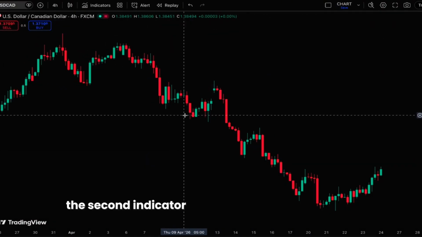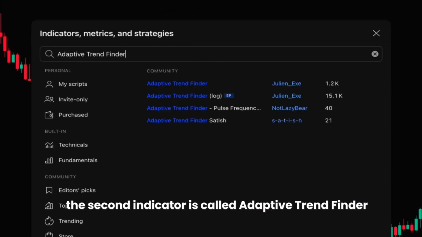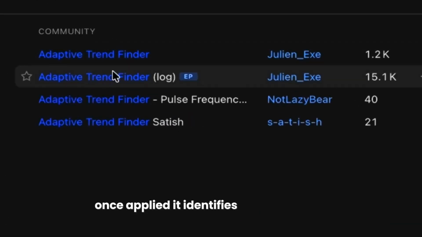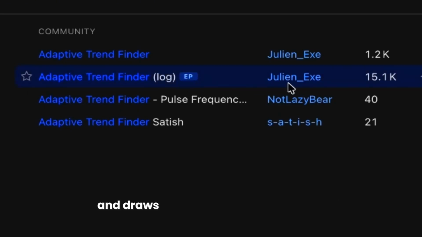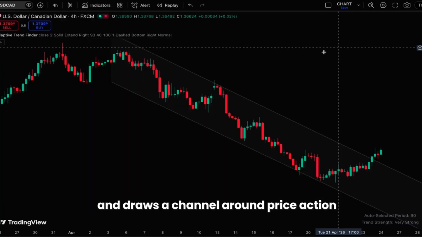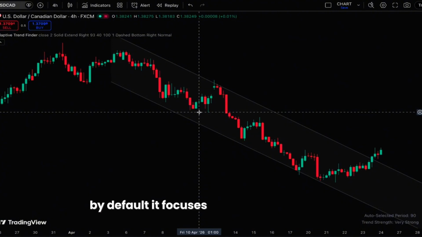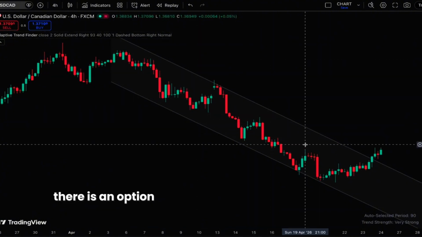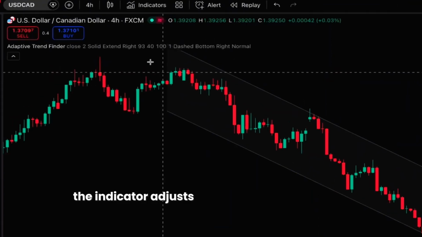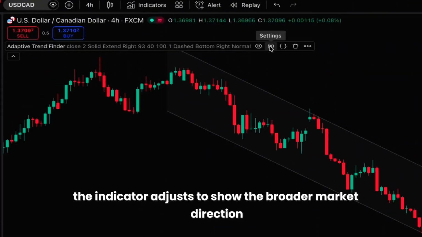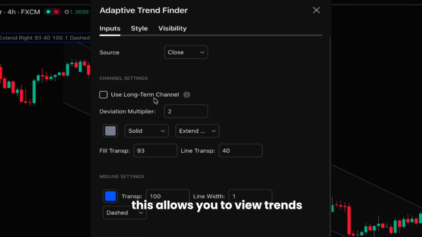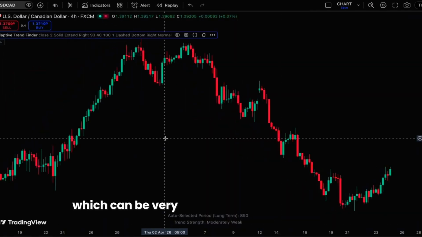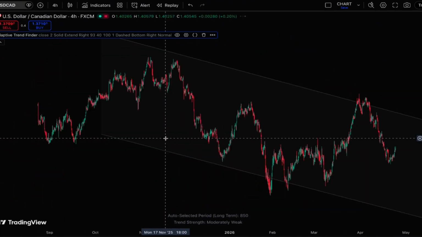The second indicator is called Adaptive Trend Finder. Once applied, it identifies the current trend and draws a channel around price action. By default, it focuses on the short-term trend. In the settings, there is an option to switch to a long-term channel. When enabled, the indicator adjusts to show the broader market direction. This allows you to view trends from both short-term and long-term perspectives, which can be very helpful when making decisions.